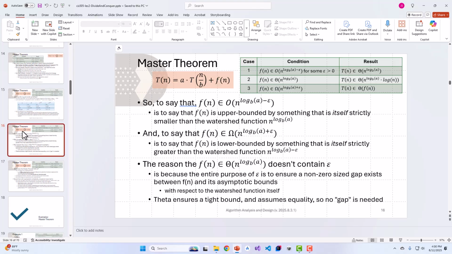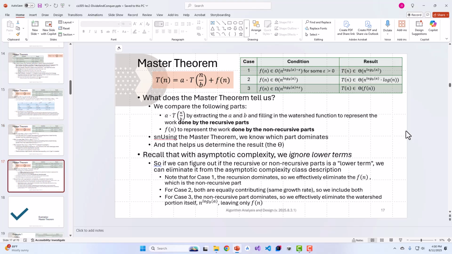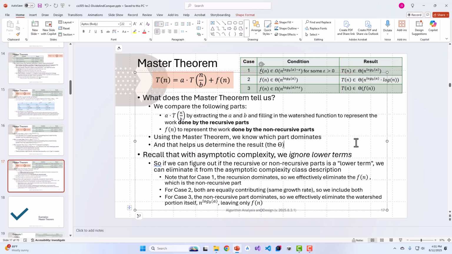Okay, and I just explained these, so I'm not going to belabor that, but this is summarizing it in text for you. All right, so what does the Master Theorem tell us? We compare the following parts: a times T of n over b, by extracting a and b and filling in the watershed function to represent the work done by the recursive parts. Okay, so that gives us the work done by the recursive parts, and f of n represents the work done by the non-recursive parts.